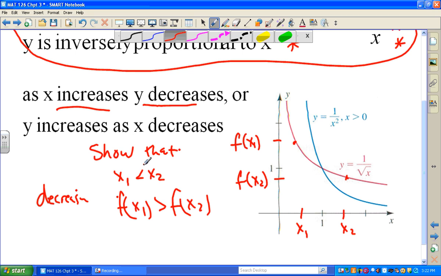Okay. Ready? Okay, this shows that f of x decreases. All right, we got that.